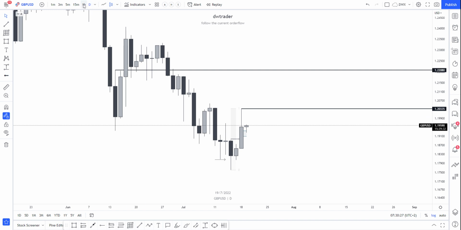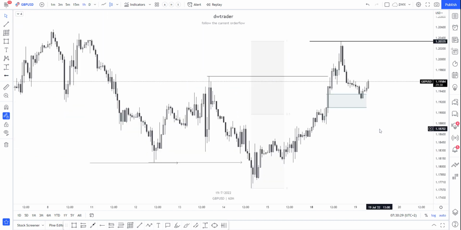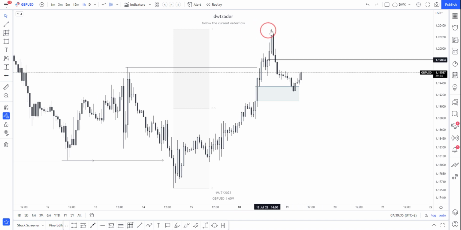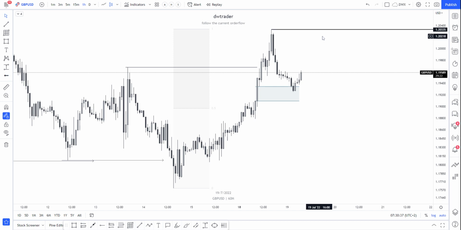So let's have a look at the 1 hour. Here we have the 1 hour. Here we have that previous daily high, which I do think now is kind of a liquidity objective.